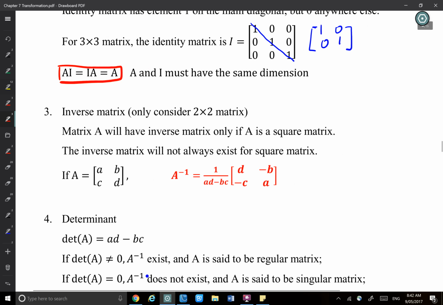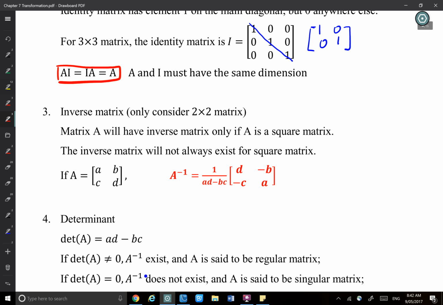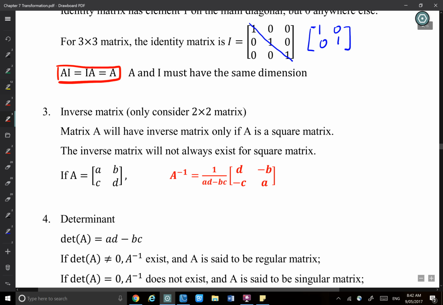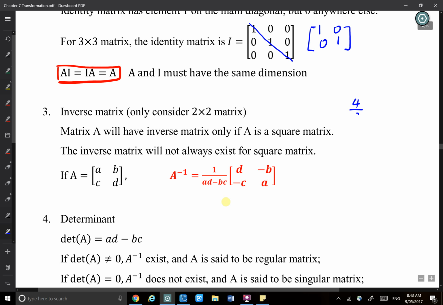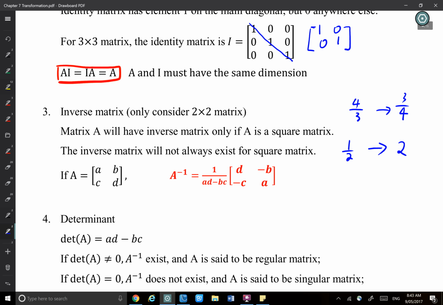Okay, next one is inverse matrix. First, let me give you a definition of what an inverse matrix is. Let's say in numbers, what is an inverse number? Say we have a number 4 over 3. What's the inverse number? 3 over 4. If I have 1 over 2, what's the inverse? 2. So what's the special thing for inverse numbers? What's the definition? Do you remember, maybe from year 7 or year 8?